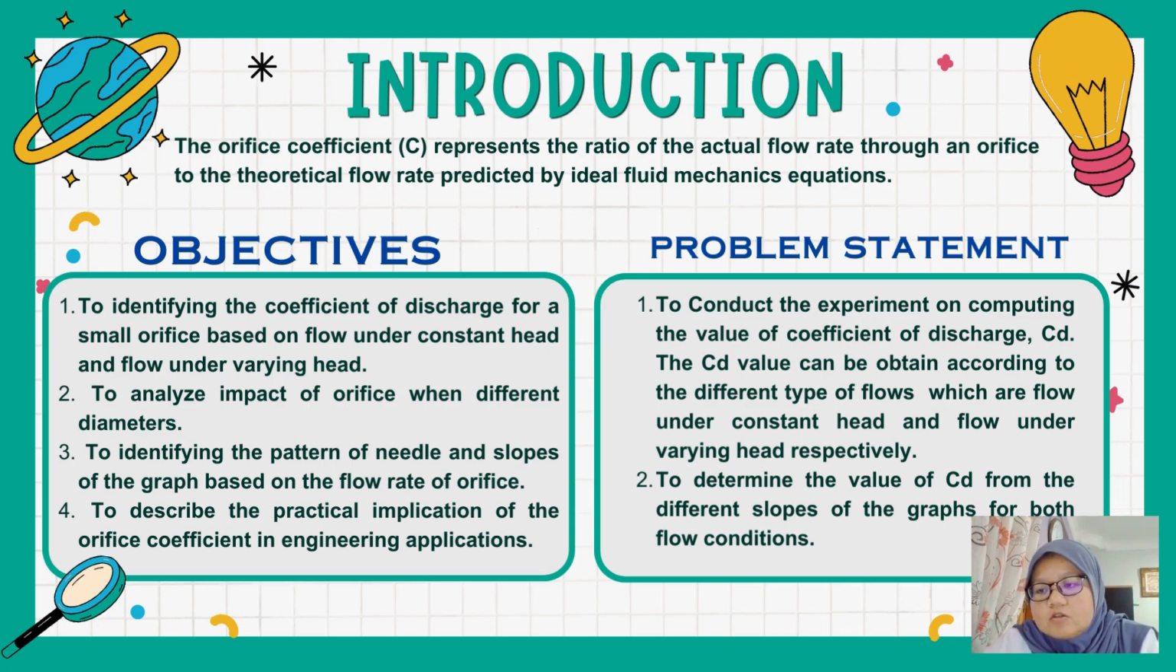Problem statement. We conduct an experiment on computing the value of the coefficient of discharge. The coefficient of discharge, Cd, can be obtained according to the different types of flow, which are flow under constant head and flow under varying head respectively. We determine the value of the coefficient of discharge from the different slopes of the graph for both flow conditions.